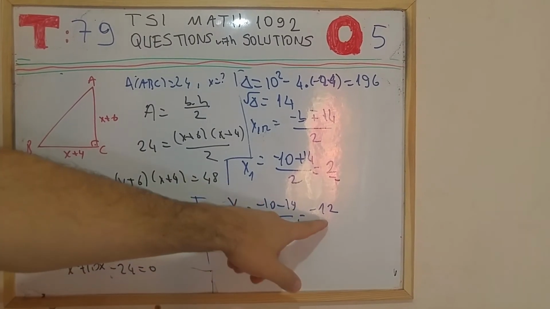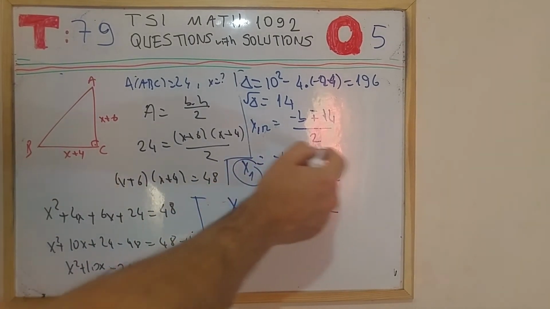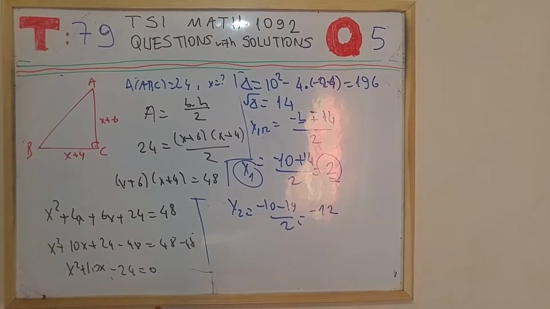We cannot have minus 12 because the smallest value of BC would be then minus 8, which is impossible. Therefore, we have to choose this value. x is equal to 2.